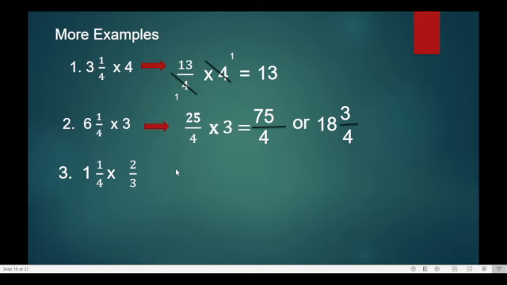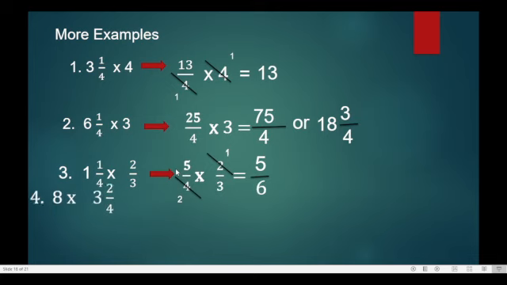Next, you have 1 and 1/4 times 2/3. Again, change that into an improper fraction. So that will become 5/4 times 2/3. Cancel 2 and 4. So that is 1 and 2. Then 5 times 1 is 5, and 2 times 3 is 6. So that is equal to 5/6.